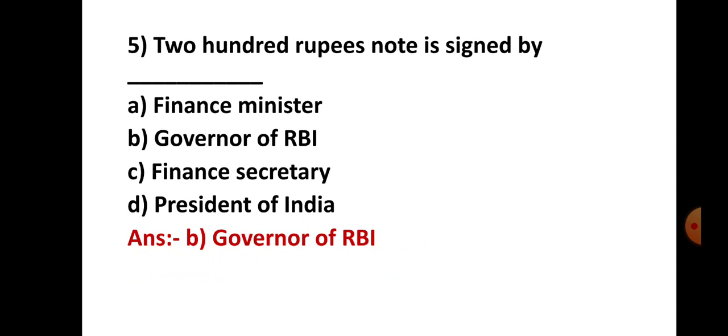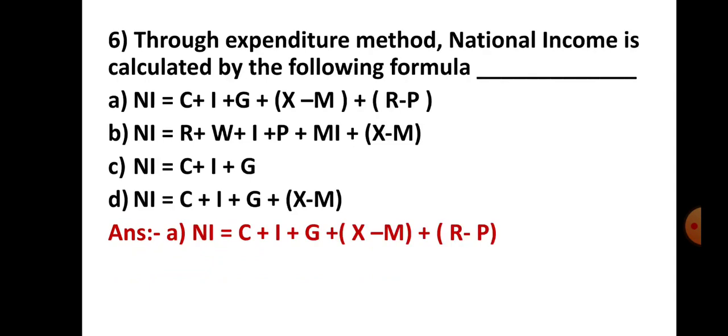such kind of question is related to monopoly of note issue, that is a function of Reserve Bank of India. Okay, so here answer is option number B, Governor of RBI, that is Reserve Bank of India. So 200 rupees note is signed by Governor of RBI. So in this objective type question, no need to write format of the question, directly mention answer. Now let us see the next example.